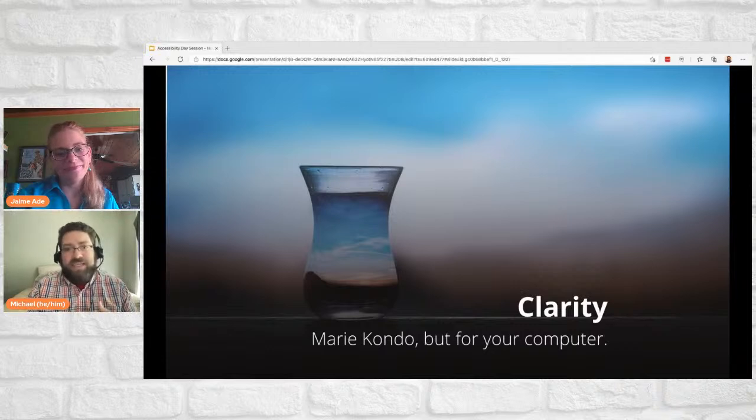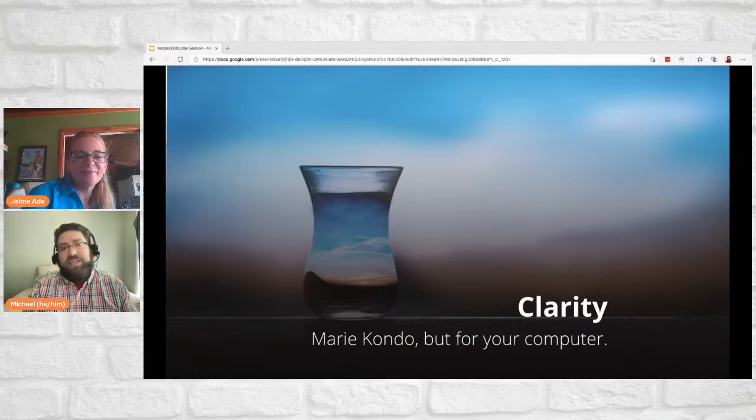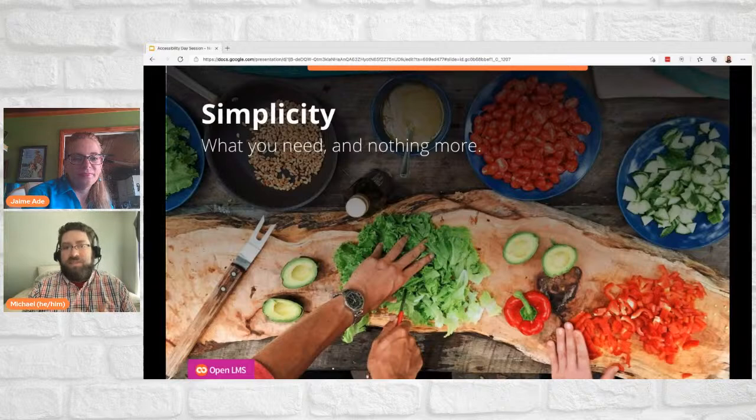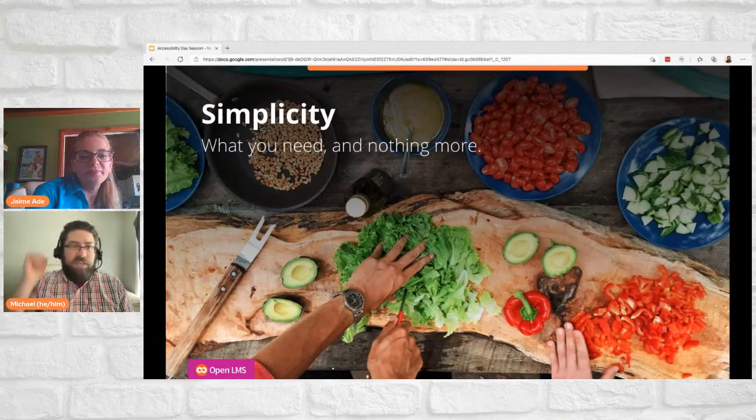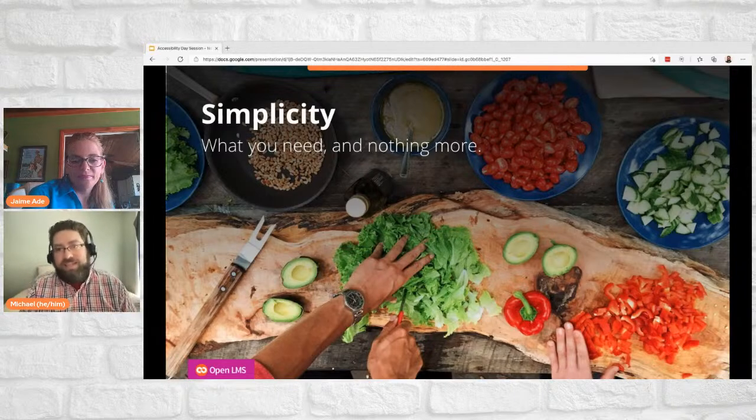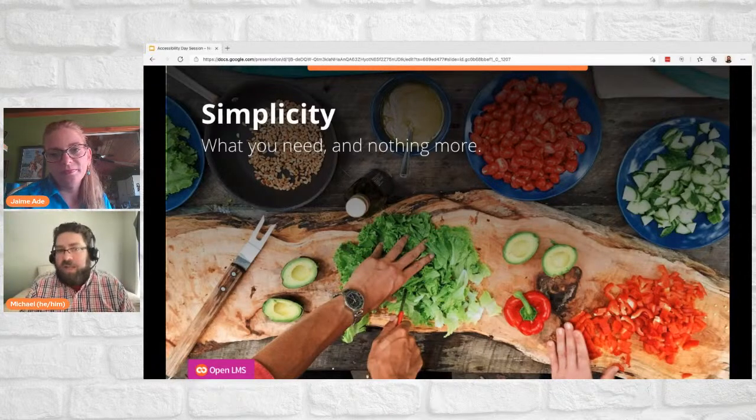I kind of jokingly say that it's like Marie Kondo, but for your computer. There are a couple of different ways that you can offer more clarity to your learners. And one of the best ones is simplicity, so just what you need and nothing more. If you have ever prepped a meal before, you know that the ingredients that you took out to make the meal were only the ingredients that went into that meal. You didn't take everything out of the fridge. You didn't take everything out of the pantry or everything off of the spice rack. You just took out the things that you needed, because if you add a bunch of extra stuff, then it starts to become a little complicated.